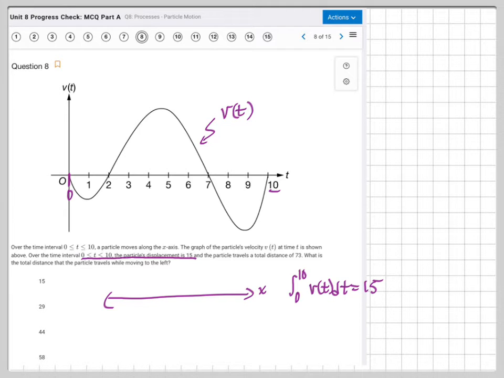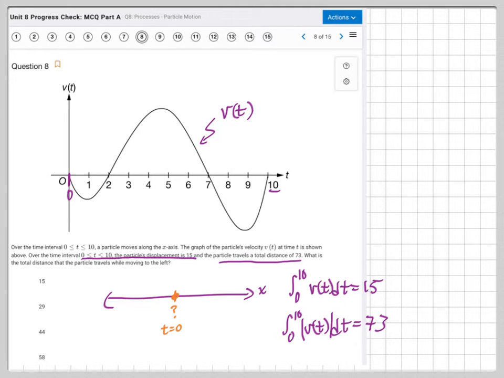And then it says the particle travels a total distance of 73. That tells me something else. It tells me that if I do the absolute value of the integrand, I will get 73. And then it says, what is the total distance that the particle travels while moving to the left?